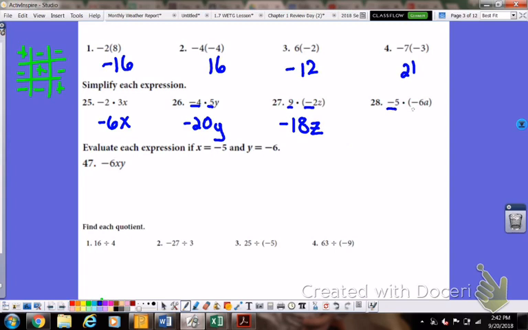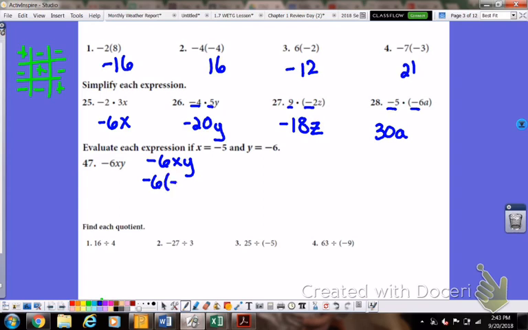Negative 5 times negative 6a. Again, I underlined those numbers because those are what we're working with. Same signs, so positive. 5 times 6 is 30a. All right, if we look at 47, we have one example like this. Evaluate the expression of x equals negative 5 and y equals negative 6. We know our first step is to rewrite the problem. Second step is to substitute. Make sure we are practicing writing out all these steps.